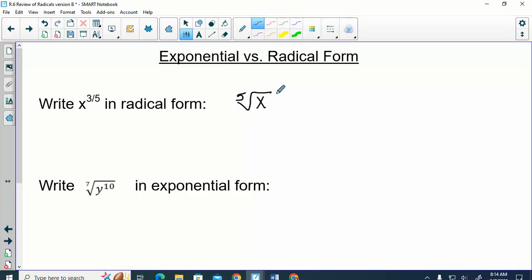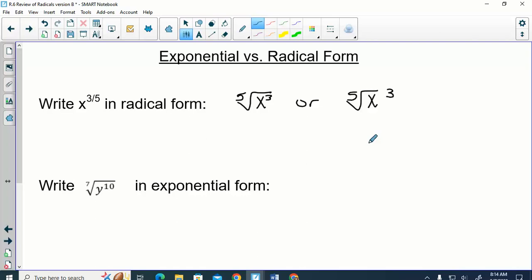Does it matter if the cube is under the radical or outside? No, it can be either. So you could write it like this or this. You don't have to have both. Just one equivalent form is sufficient. All right?